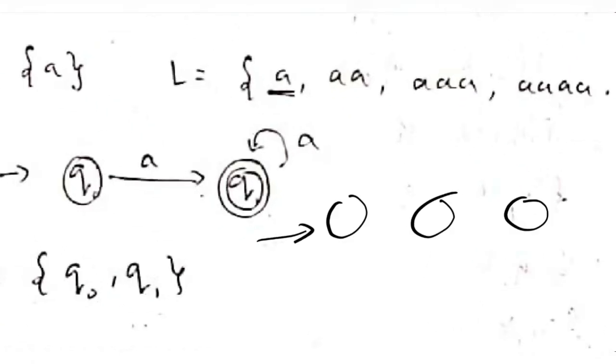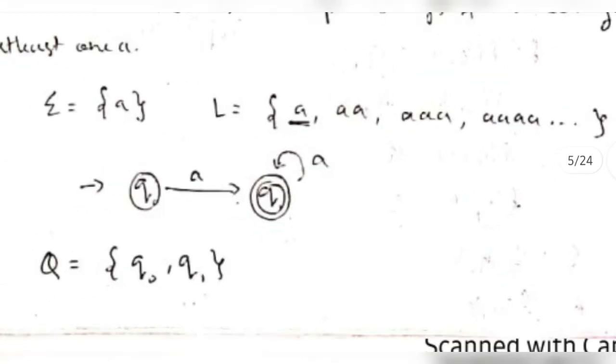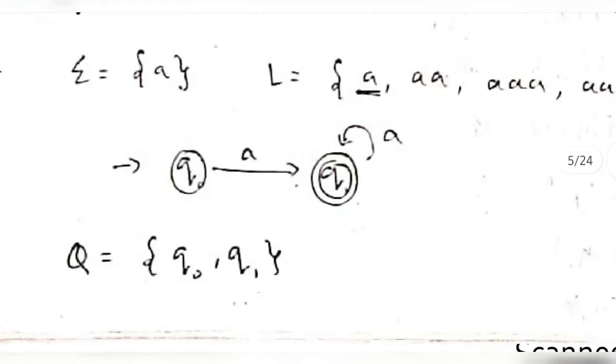One is the starting state, and another is the ending state. This is the intermediate state. Like that, how many letters are there? Plus 1, that many number of states.